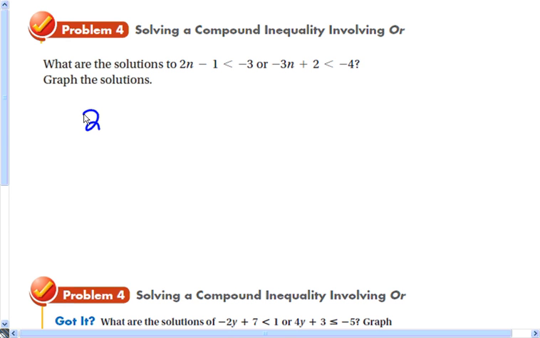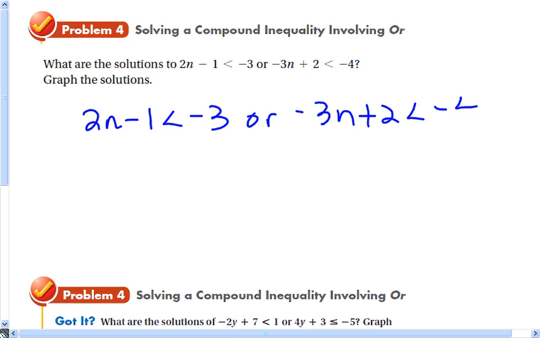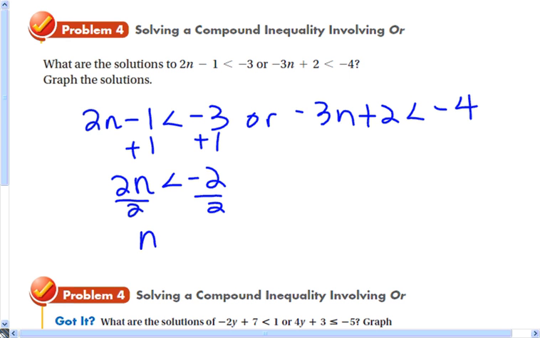So 2n minus 1 is less than negative 3. We'll write them both down. Negative 3n plus 2 less than negative 4. Using the addition property of inequalities, I can simplify this one to 2n is less than negative 2. Divide both sides by 2. I get n is less than negative 1.